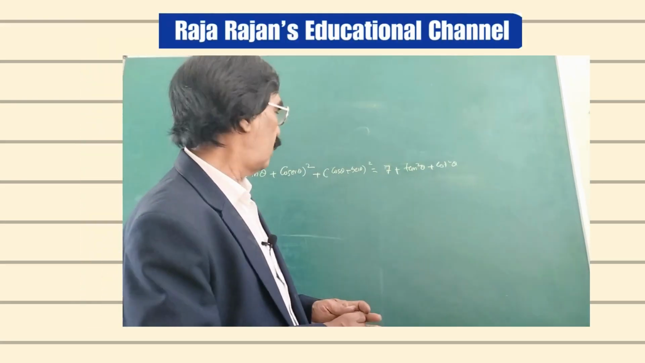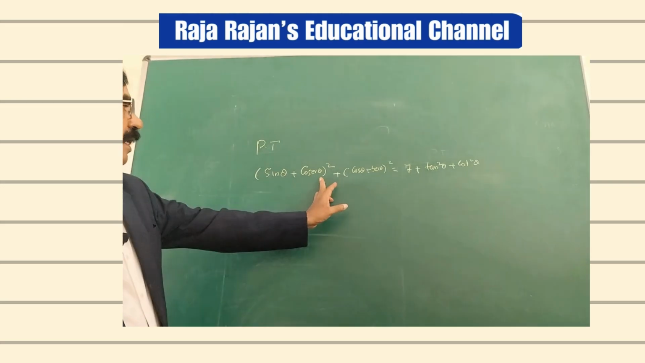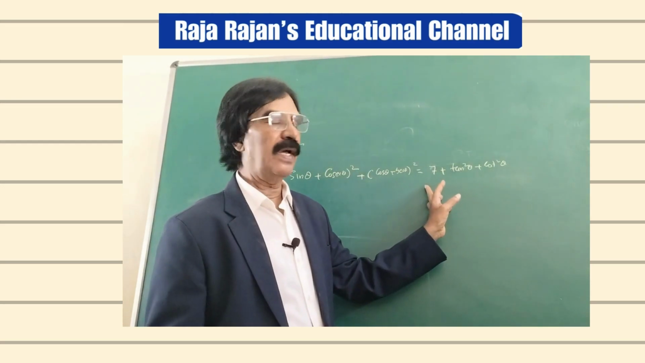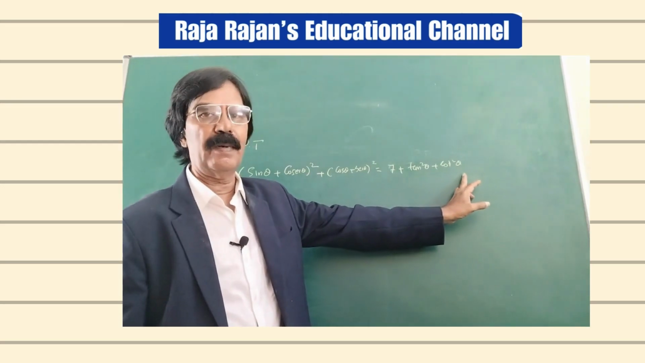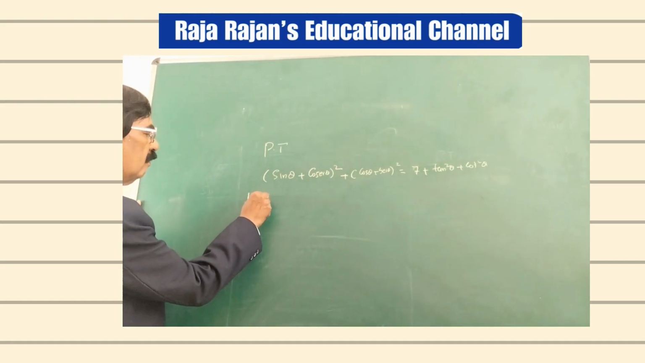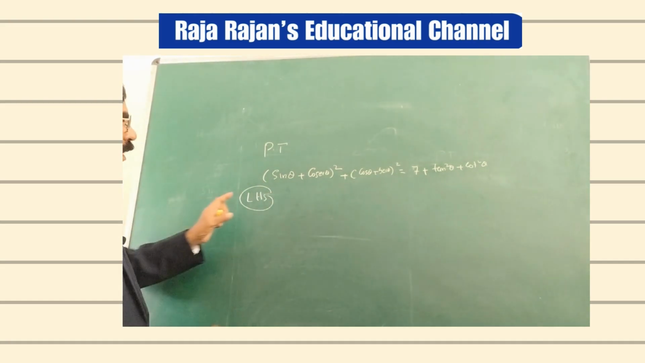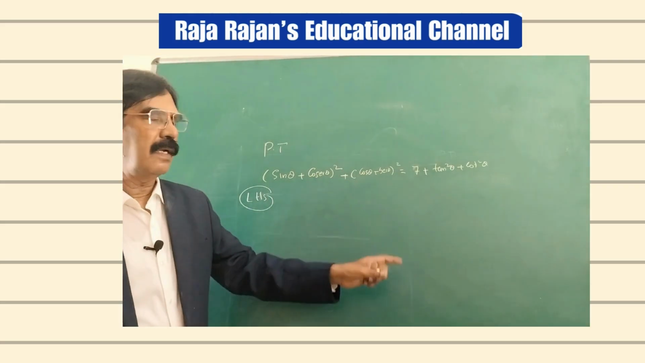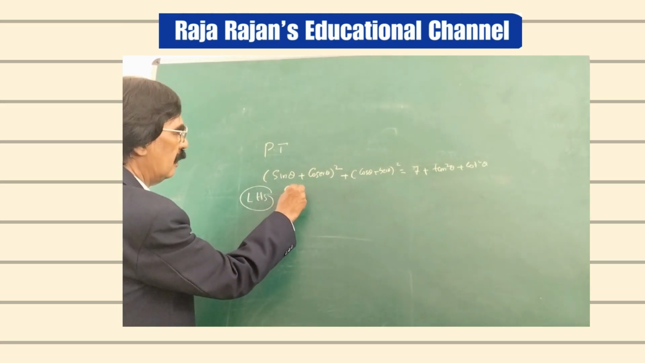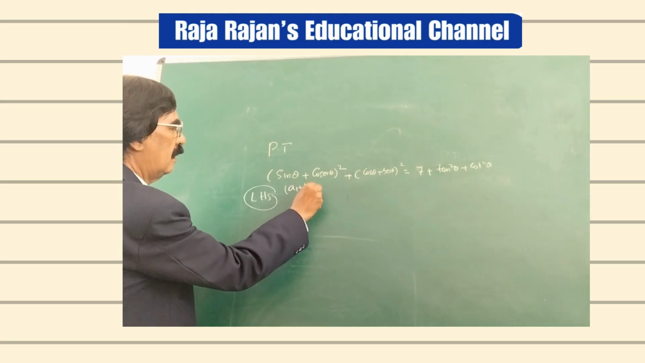We will take one more problem. Sin theta plus cosecant theta the whole square plus cos theta plus secant theta whole square is 7 plus tan square theta plus cot square theta, right? We'll see. We take this left hand side. I have taken sin theta plus cosecant theta whole square plus cos theta plus secant theta whole square. For this, a plus b whole square, is it not?